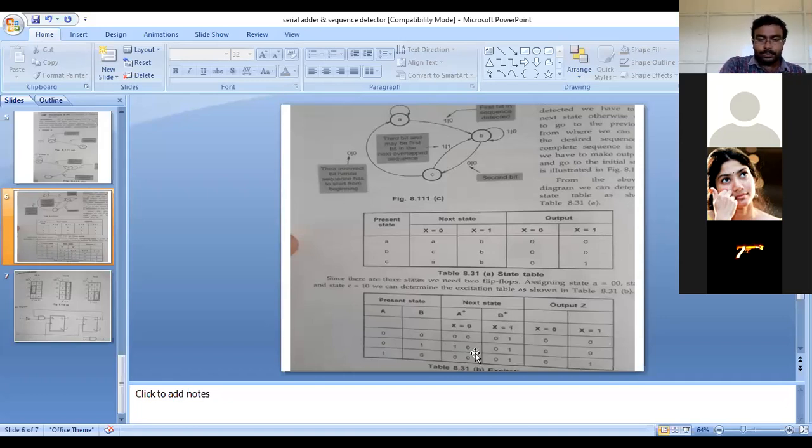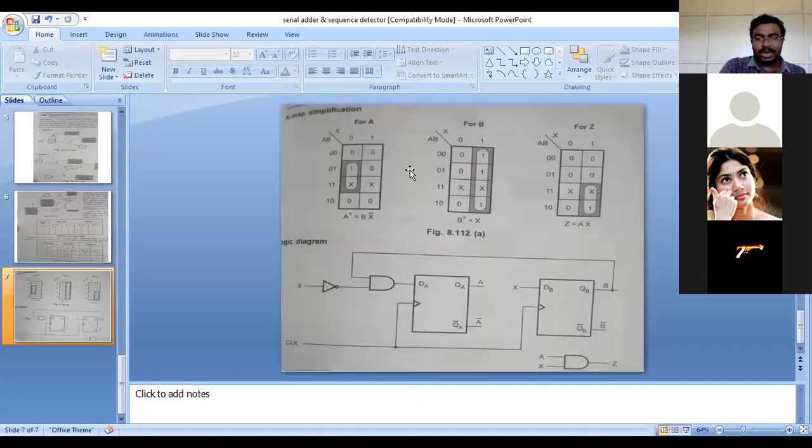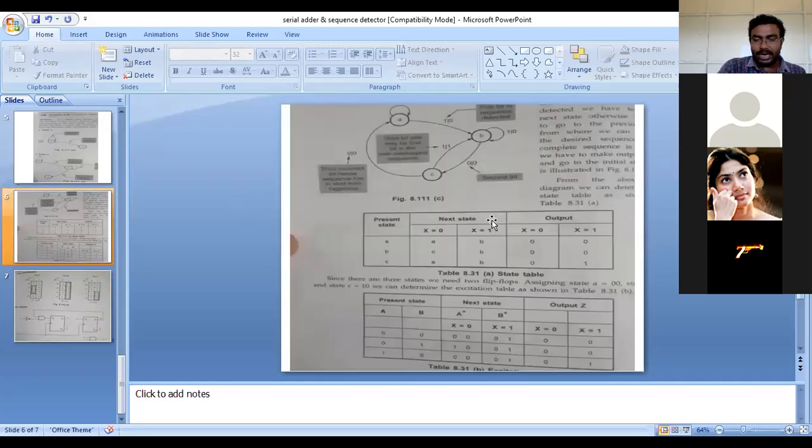Then for that we need to go for K-map simplification for state A, for state B, and for Z, nothing but output. So you can get output by using these values, students. There are 6 values available here, and you can take 2 more don't cares. For A, you can see 6 values, and 2 more don't cares can be taken. For state B also you can see 6 values. Consider those values with 2 more don't cares in the K-map.